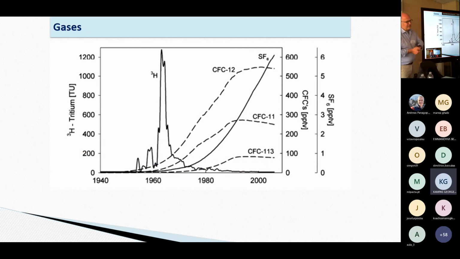In the beginning, I told you that we also have pollution traces, that our atmosphere is polluted with many gases that have been produced for industrial purposes. Here you see the concentration of the anthropogenic sources in the atmosphere. This is the tritium peak once again.